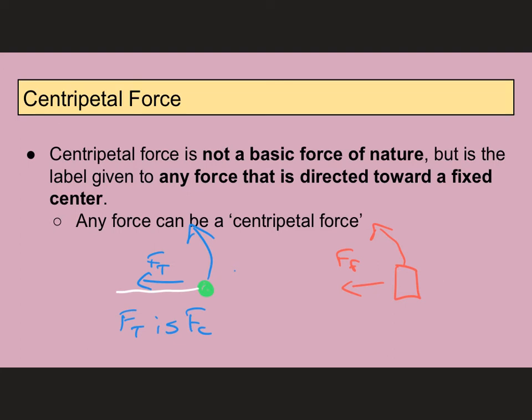We can even take it up to the level of our planets orbiting around the sun. In the case of our planets orbiting, or in any type of orbit, the force that's keeping those planets in orbit is a gravitational force. So in that case, the gravitational force is the centripetal force. And we're going to actually come back to that in a week or so and talk more about the force of gravity.